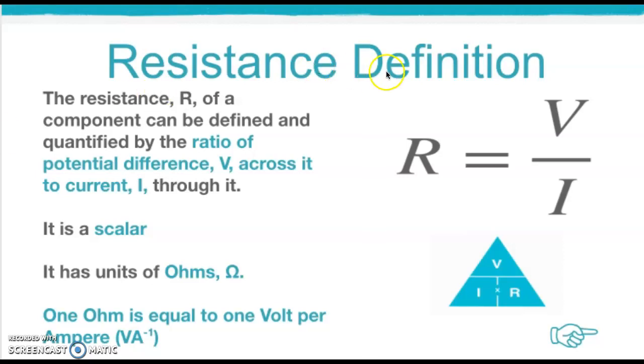The resistance, by definition, of a component is defined as the ratio of potential difference to the current going through it. So you can work out the resistance of a component, the resistance of a light bulb, by dividing the potential difference across it by the current flowing through it. Resistance is a scalar, and it has units of ohms. These are derived units, and 1 ohm is then equal to 1 volt per ampere. Remembering that the volt is also a derived unit, you could also express that in terms of joules per coulomb, etc. But we won't do that here.